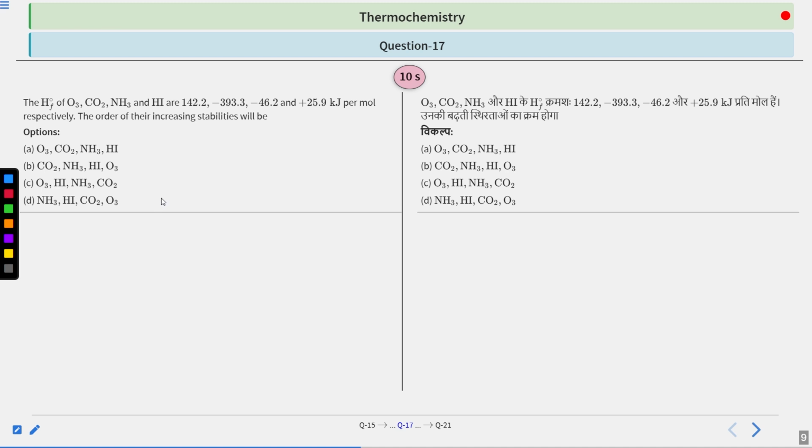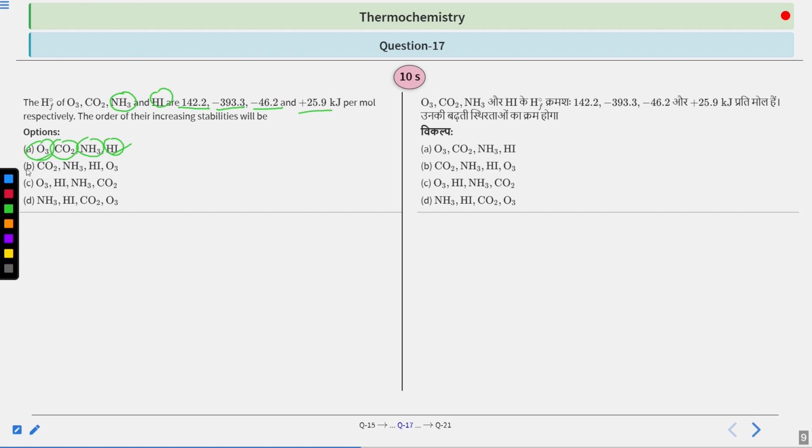Question number 17 says that the enthalpy of formation for ozone, CO2, NH3 and HI are 142.2 kilojoule per mole, minus 393.3 kilojoule per mole, minus 46.2 kilojoule per mole and plus 25.9 kilojoule per mole. Now the order of their increasing stabilities is, options: A is O3, CO2, NH3, HI. This is written in increasing order, so the first is the least stable and the last is the most stable according to this series.